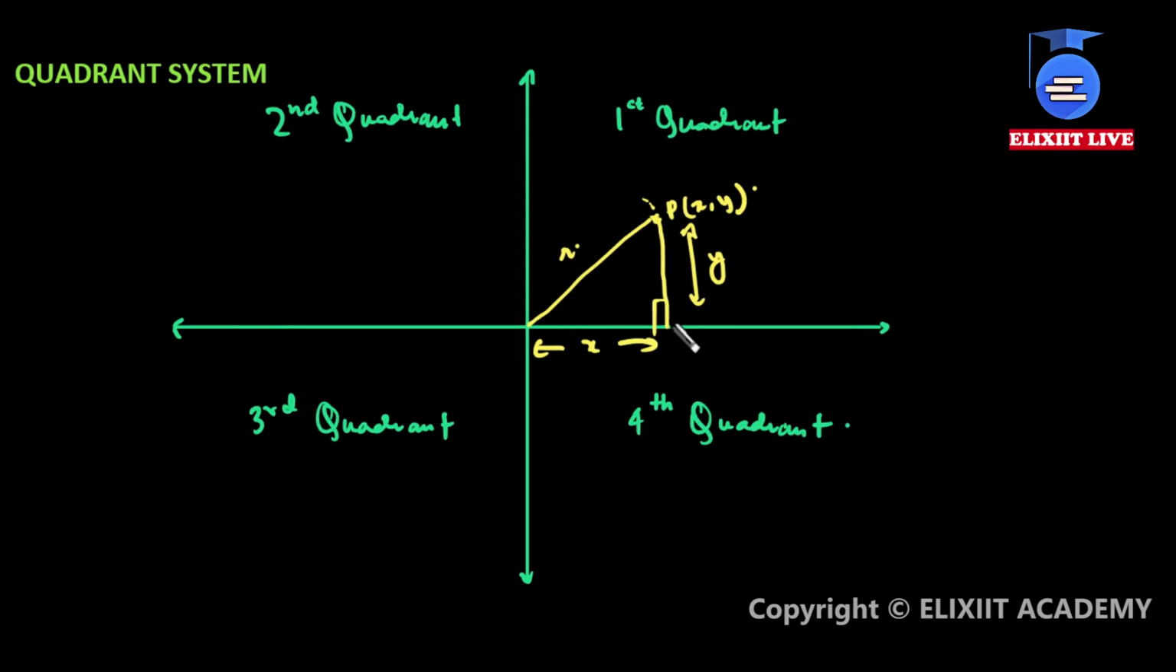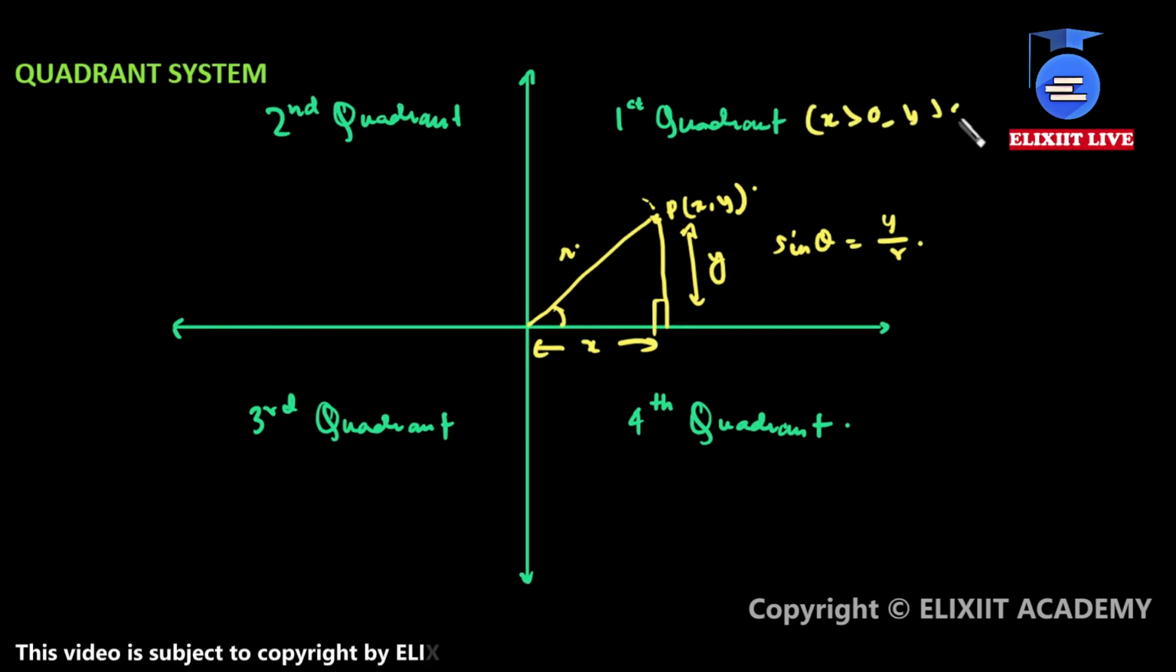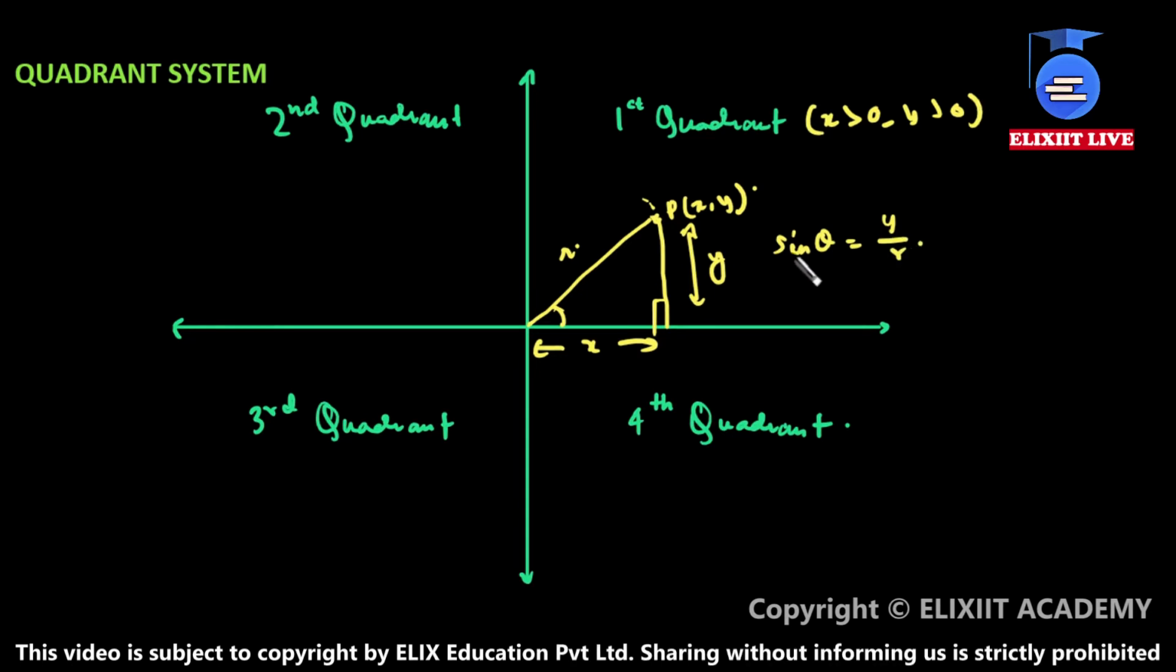Sine theta will be y by r, perpendicular by hypotenuse. If this angle is theta, then sine theta is defined as y by r. And cos theta will be, in the first quadrant, x and y are positive. Both x and y are positive, isn't it? So sine theta will be y by r, and r is the radius of the circle which we are going to consider.